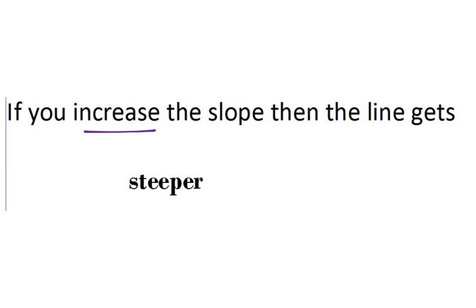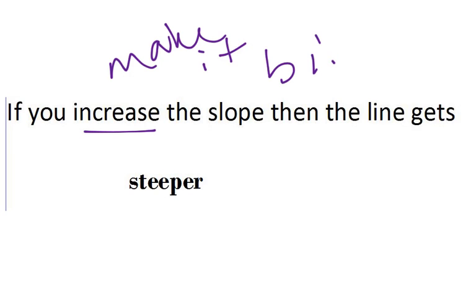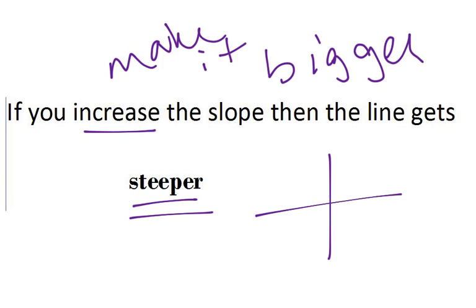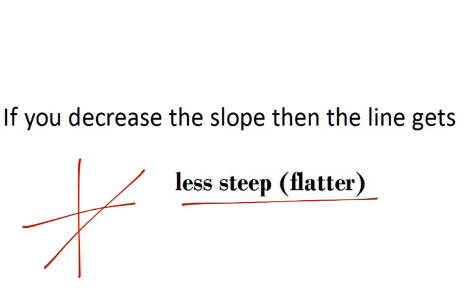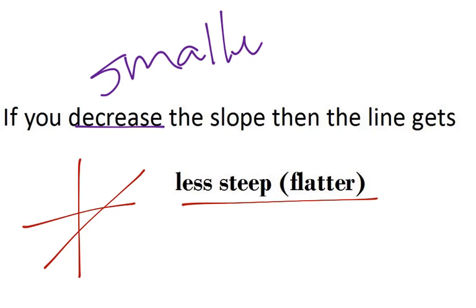If you increase the slope, in other words, if you make it bigger, that's what increase is, then the line is going to get steeper. So if you start out like this and you increase the slope, it's going to get like this, and it's going to go up faster. If you decrease the slope, then the line gets less steep or flatter. So if you start like this and you decrease or make the slope smaller, your line is going to get flatter, something like that.